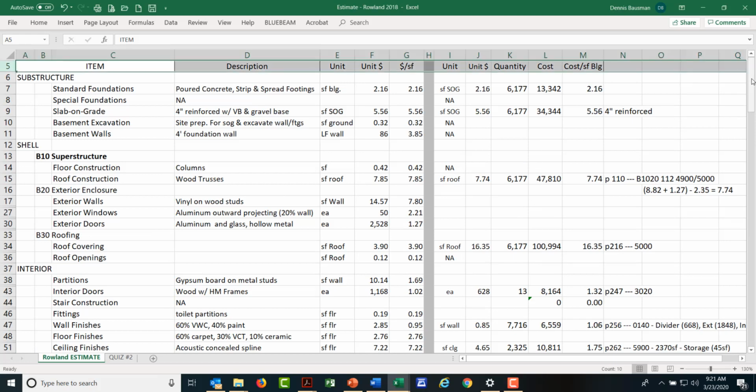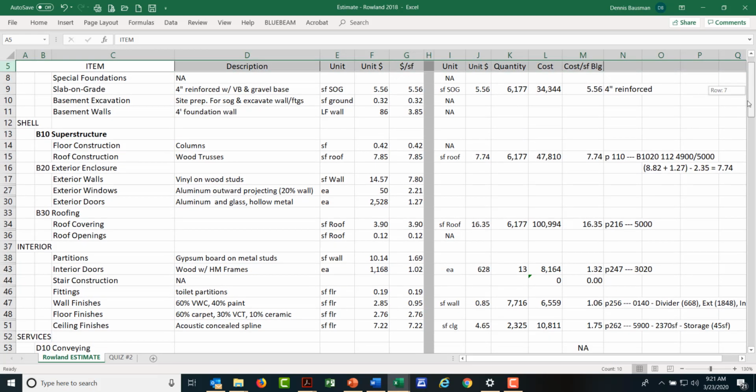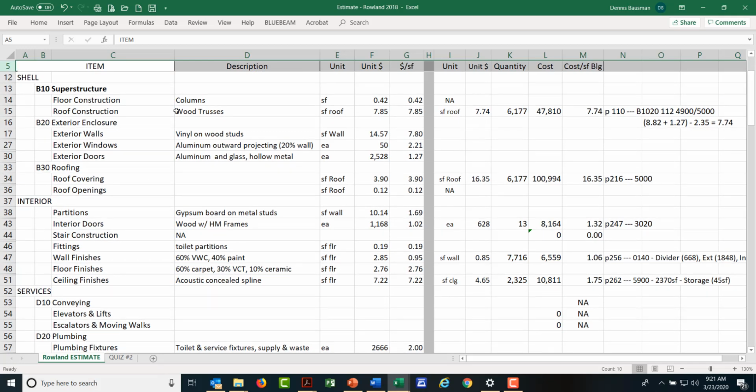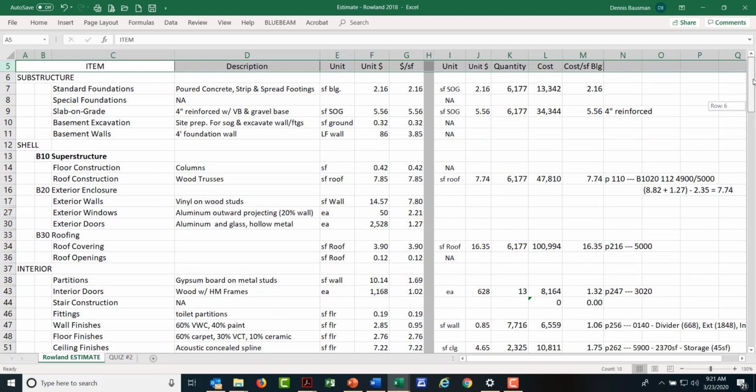All right, we've finished the substructure. Now let's go to the shell, okay? The shell, again, on this building they've used wood trusses and columns, and they have a total of roughly $8 plus or minus. We don't have that. We have a steel roof, okay? And we not only have a steel roof, we know that it's a standing seam metal roof, okay? And we need to adjust this number.